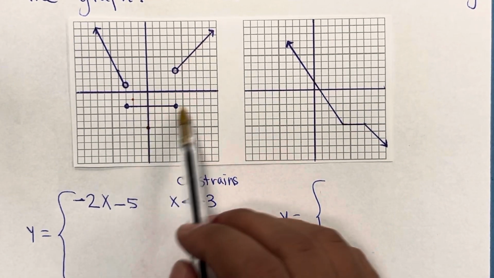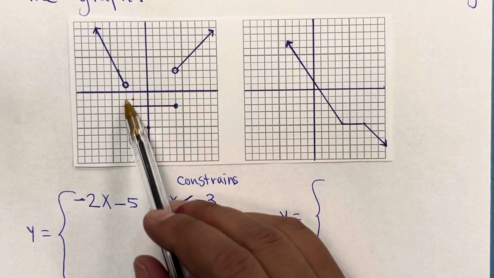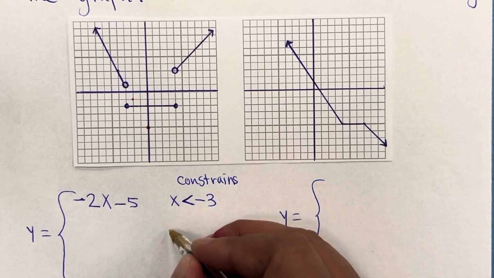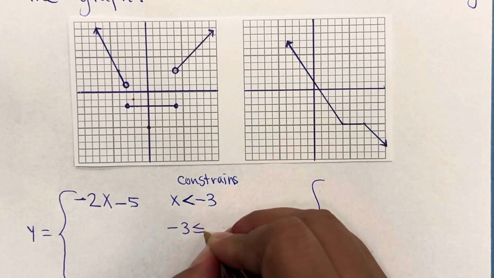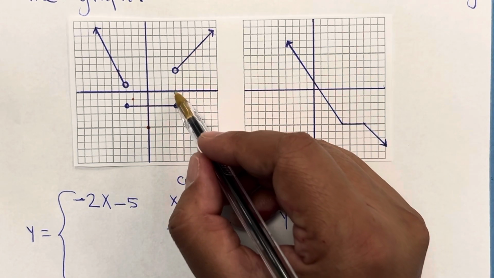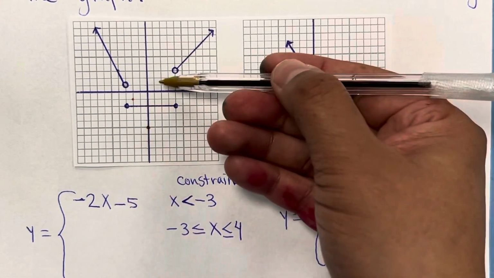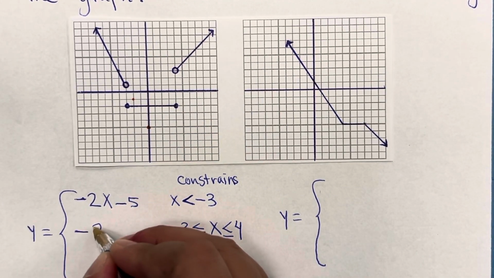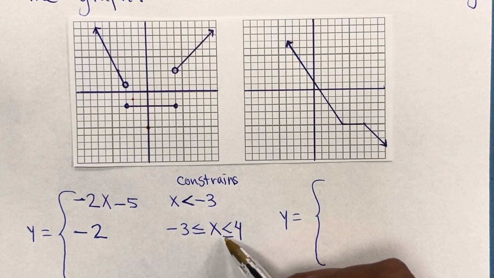The second piece of this function is from, if you look at the lower and higher numbers in relation to x, -1, -2, -3. I'm just going to put the constraints first. The circle is closed, so we put less or equal. We put x is less or equal, because it's also closed, to 1, 2, 3, 4. It's 4. And what is the value of y for this line? Well, it's 1, 2, but it's going down, so it's -2. So my piecewise function is -2 when x is greater or equal than -3, but less or equal than 4.